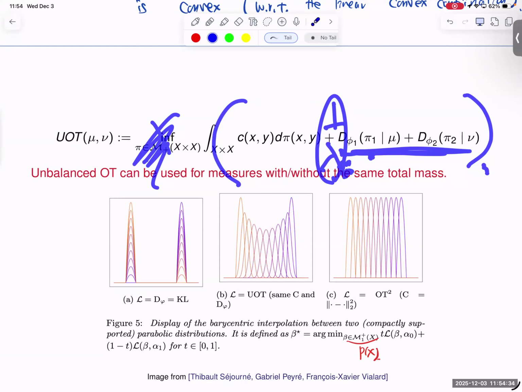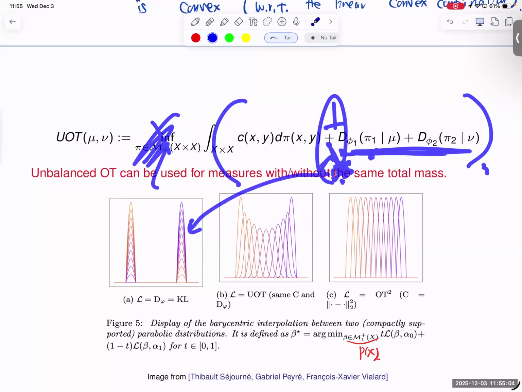Closer to the optimal transport. The penalty is weaker. That means you don't have to... pi is allowed to have different marginals than this given mu and nu. So this is more close to the unbalanced case. So then that goes to, I think, this.